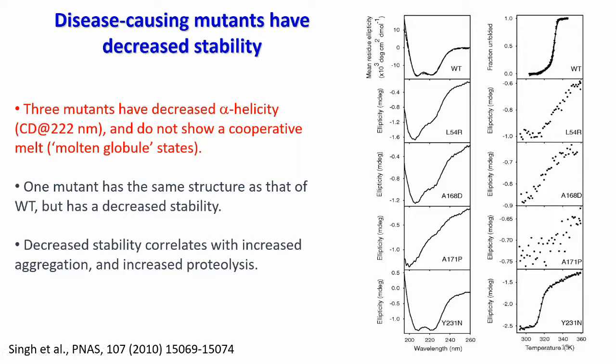So our hypothesis is that these disease-causing mutations are perturbing the protein structure, and when they don't, they are basically destabilizing the protein structure by decreasing the stability, the thermal stability, or the denaturing stability.